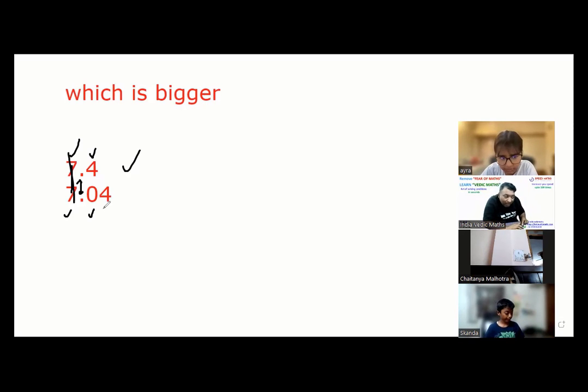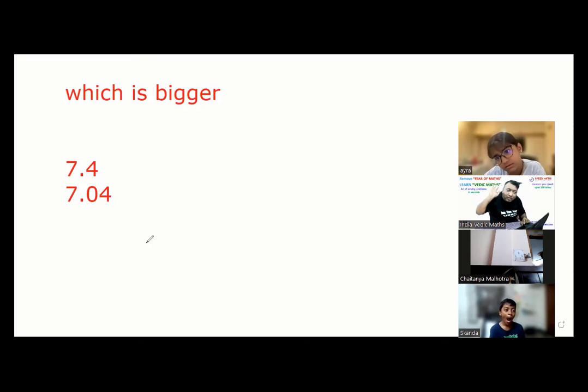And you're saying that... No, I am saying, here 4 is bigger, but I'm not asking. What I'm asking is, between 7.4 and 7.04, which is the bigger number? Okay. So we are comparing these two numbers now, not 0 and 4. We were talking earlier about valuable or not valuable. This 0 is valuable, right? Now we are trying to compare the numbers.